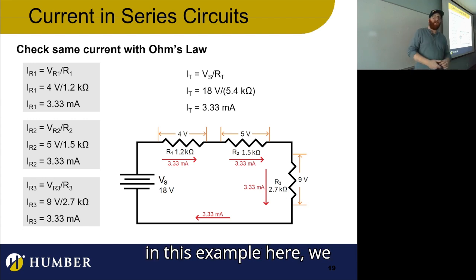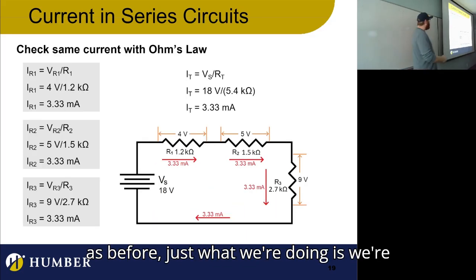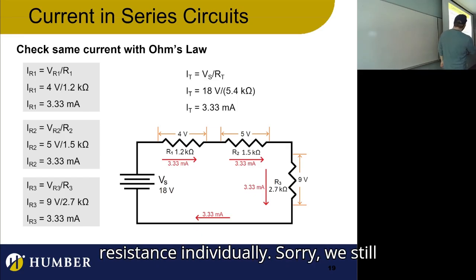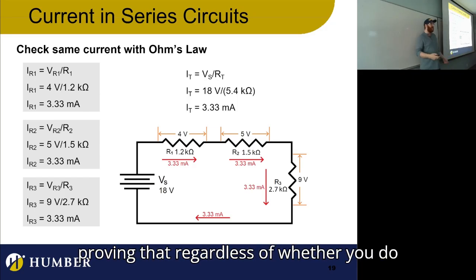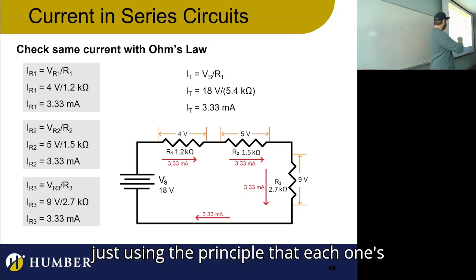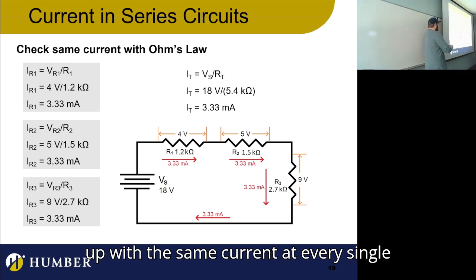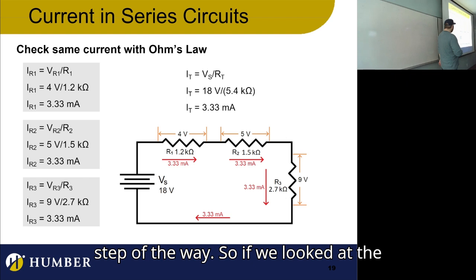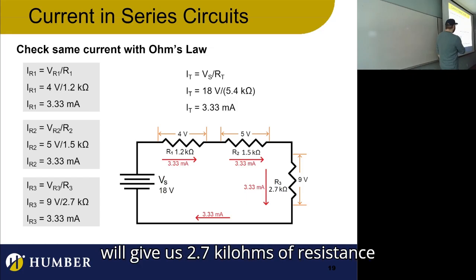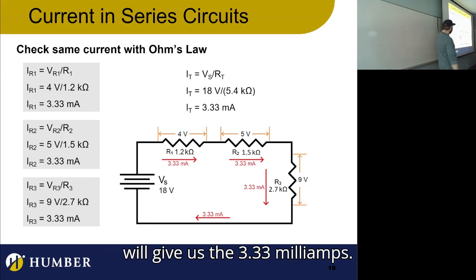Now this is the same example as before, just what we're doing is solving for each voltage and each resistance individually. Sorry, we still don't solve for voltage. We're just proving that regardless of whether you do it using Ohm's law or using the principle that each one's equal to each other, you're going to end up with the same current at every single step of the way. So if we looked at the voltage drop over here, we measure that it's 9 volts, with 2.7 kilo ohms of resistance, which will give us the 3.33 milliamps.